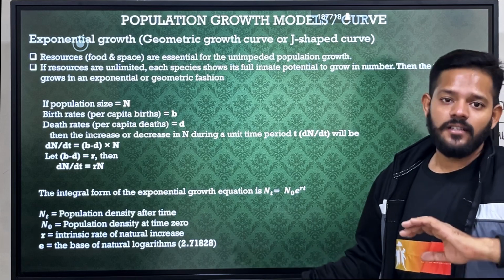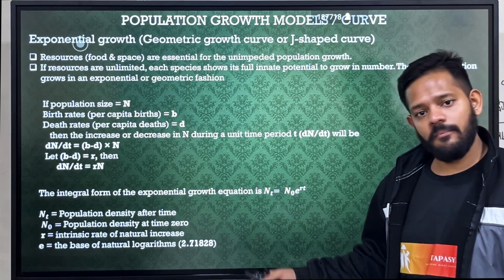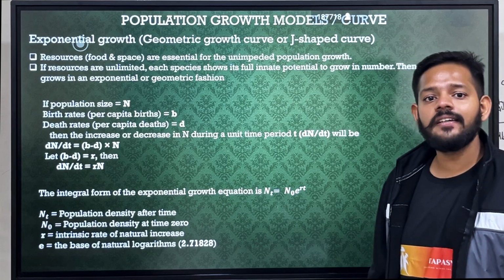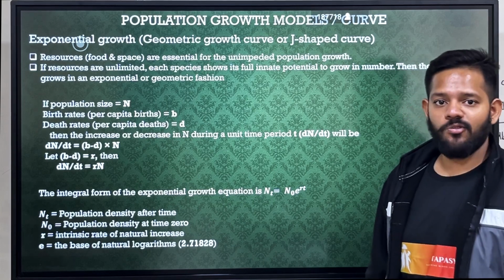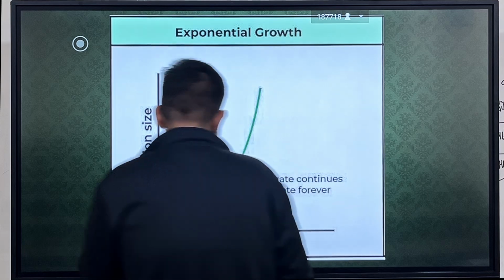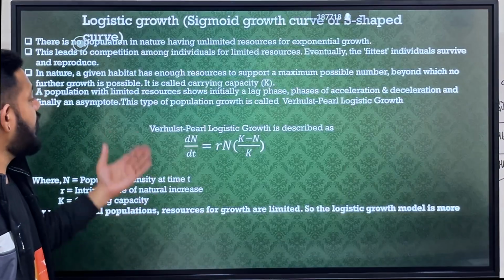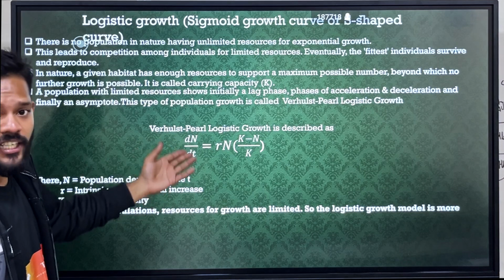It never becomes unstable. It always remains 2.71. It never goes up and down. Okay, so this is the graph, which is your exponential graph. Now next is your logistic graph.